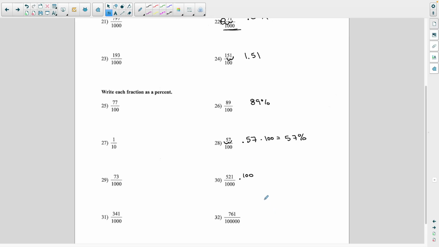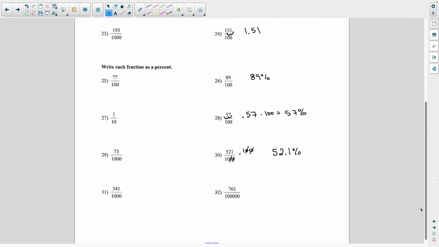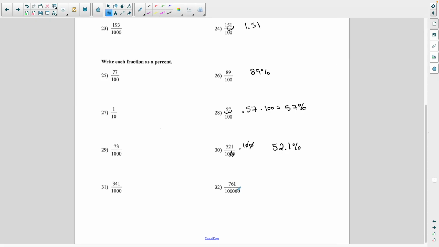Now, if I know how to cancel, for example, these zeros cancel, leaves me with just dividing by 10. So that gives me 52.1% because I only have 1 zero left. If that's confusing, then don't do that. I want to move the decimal over how many zeros I have. 1, 2, 3, 4, 5. I'm going to 0.00761. But then I'm going to multiply it by 100. So move the decimal to the right twice. That gives me 0.761%.